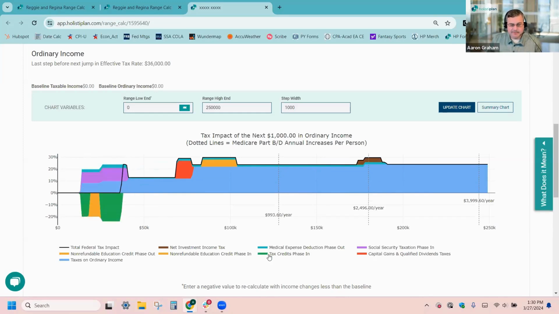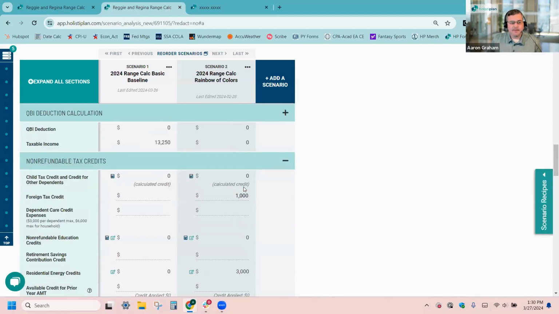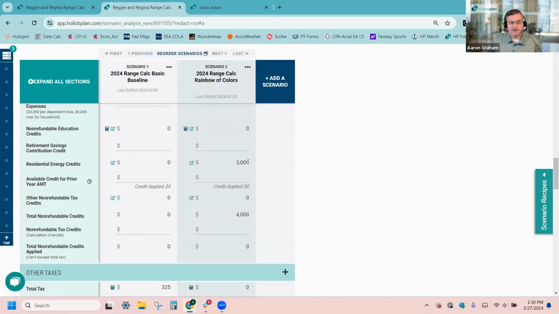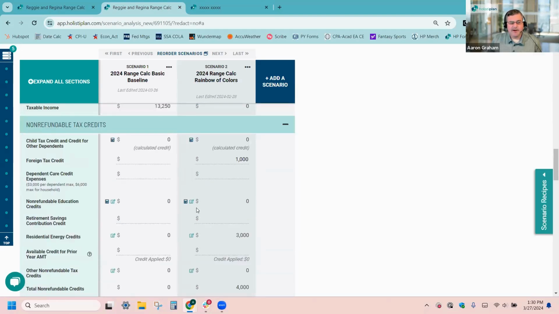These are tax credits phasing in. You'll notice we do not highlight what these are. You would need to go back in the scenario to take a look and see what those are. But I know just by the scope of it, we have a $1,000 non-refundable tax credit, $3,000 residential energy credit. And again, we're not seeing a credit for education credits because they don't have enough income yet. We'll see that in just a minute.